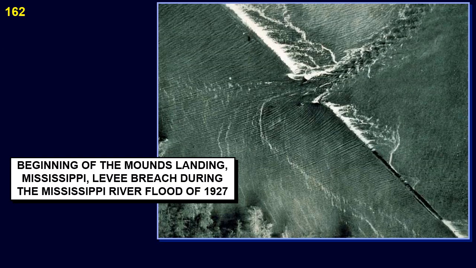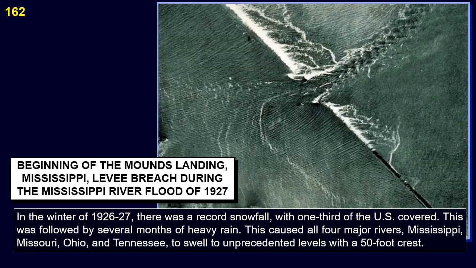In the winter of 1926-27, there was a record snowfall, with one-third of the U.S. covered. This was followed by several months of heavy rain. This caused all four major rivers, Mississippi, Missouri, Ohio, and Tennessee, to swell to unprecedented levels with a 50-foot crest.